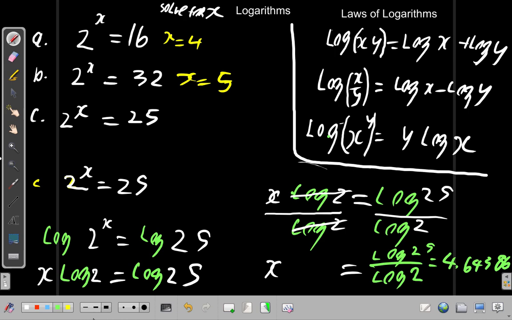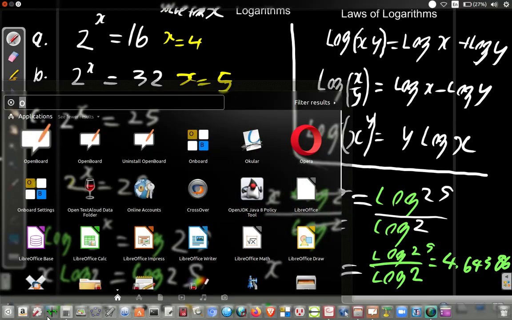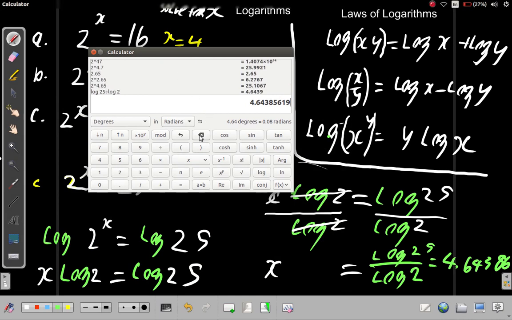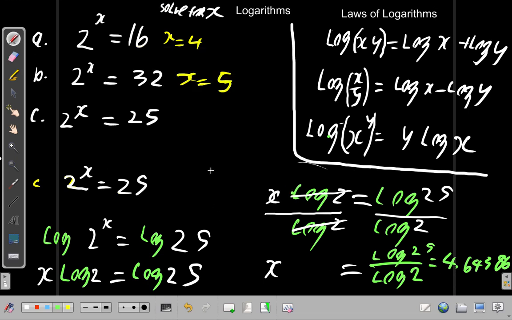Now, let's test it out. What is 2 raised to the power of 4.64386 equal? Very, very close. We rounded off, but you see that's 25. So we used this third law of logarithms to solve this problem.